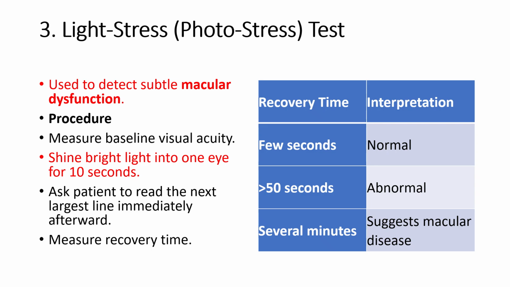Light stress test or photo stress test. It is used to detect subtle macular dysfunction. The procedure is to measure the baseline visual acuity, shine a bright light into one eye for a period of 10 seconds, ask the patient to read the next largest line immediately after the light, and check the recovery time.